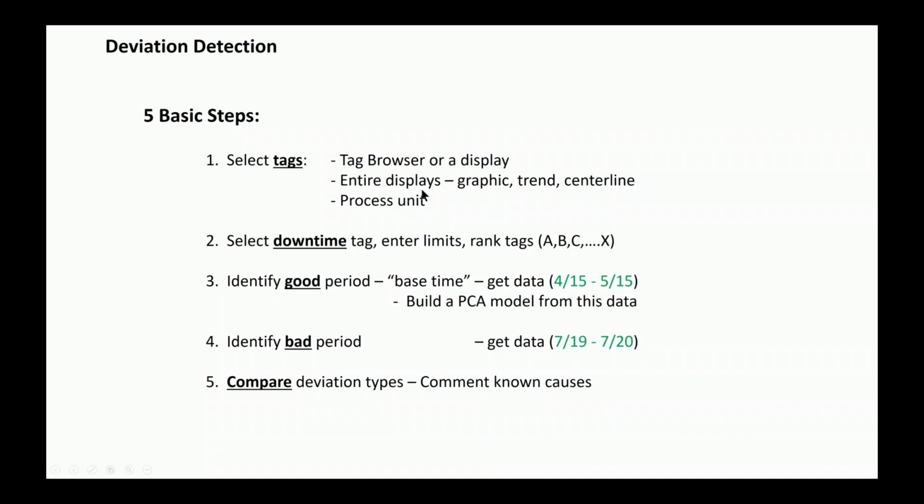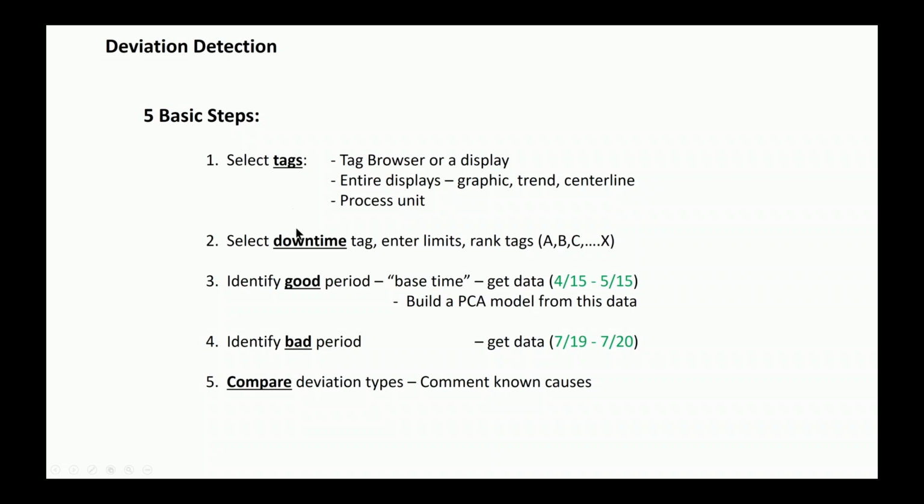Or you can take an entire display, which is my favorite. This is perfect because at sites where we've provided advanced graphics and trending or center lining, we've got all the key variables in one place on a graphic. So rather than type them in, you can select that graphic and all those tags get added automatically. That's the best way. But you can also, if you've configured all your process tags in a process unit in our configuration, select the process unit, and it'll drag all the process unit tags in. And you can use a combination of these to get the list of tags.